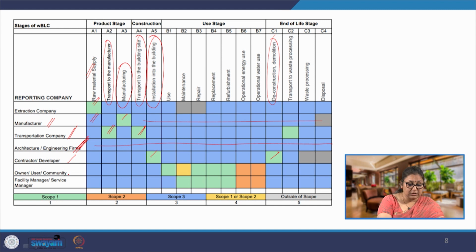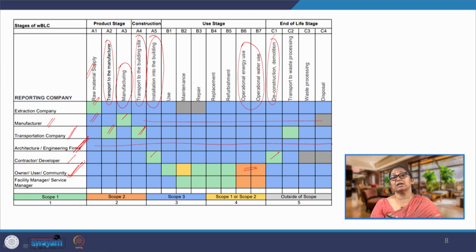Now, if we look at the user or owner or the community who is directly going to use the building, for them the emissions are largely coming from operational energy use. The operational energy use and operational water use are actually going to go in scope 2, directly coming to the users and community. For the rest of them, it is going to become scope 3.